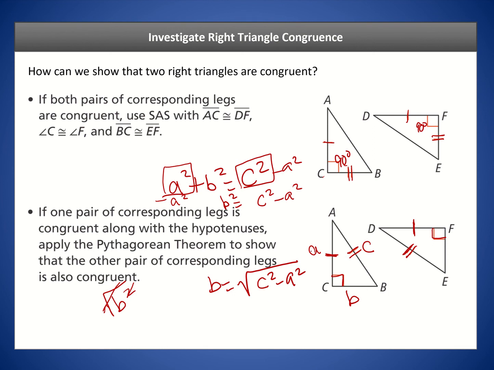And so if we know the hypotenuse and we know one of the legs, then we know that the two triangles are congruent because we can figure out the other side. And when we figure out the other side, we'll end up being able to use SAS, right? So if we know that this side is the same, then we can claim SAS.